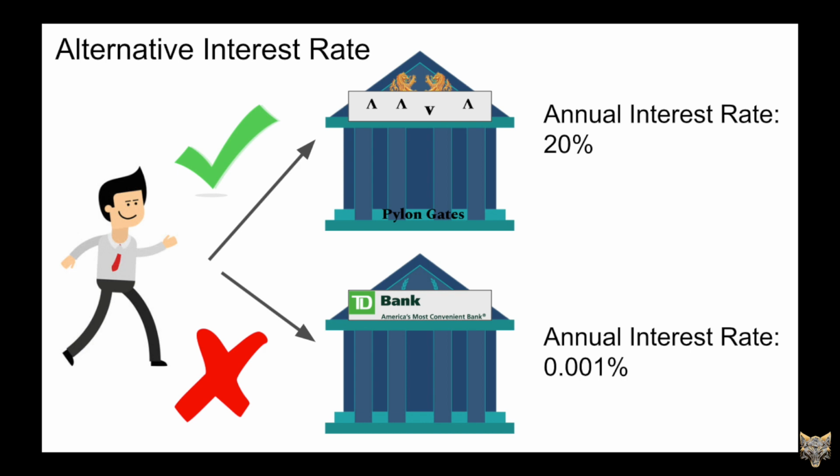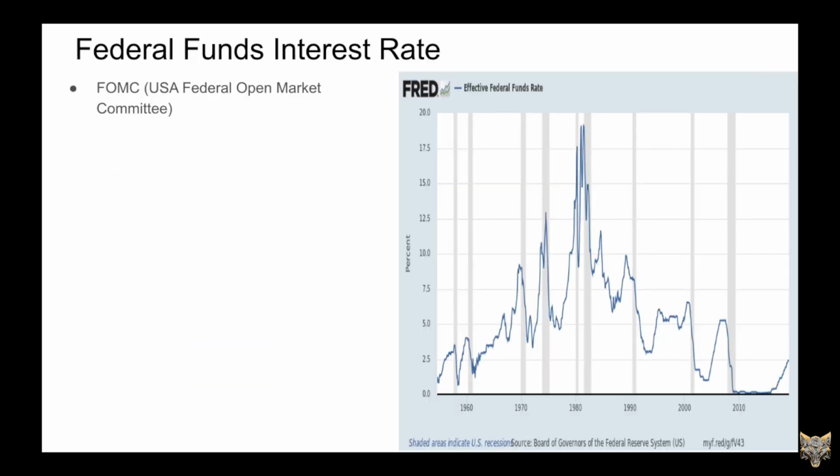So of course, you're going to go to the Pylon Gates instead of TD Bank because it's offering a much better annual interest rate. Since we're talking about interest rates, let me go ahead and teach you guys the federal funds interest rate and what exactly that is. So first off, there's this thing called the FOMC, which is the open market committee of the USA, and they're going to basically determine what the federal funds interest rate is going to be.